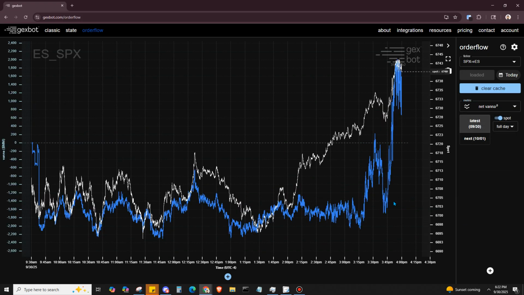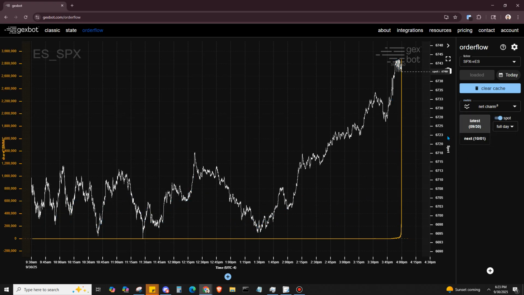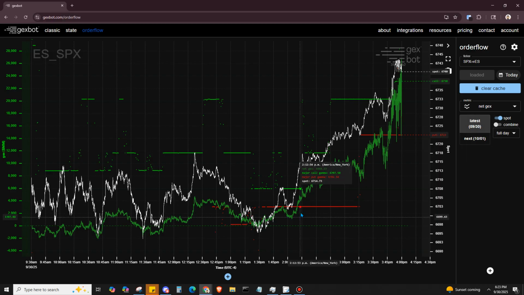You can see Vanna was really spiking there at the end of the day, but price started moving earlier than that, even before Vanna took off. And then you've got net Charm, which is going to look similar to Vanna. This one, pure charm day. This thing spiked like crazy. So a couple of really cool tools I just wanted to highlight there.